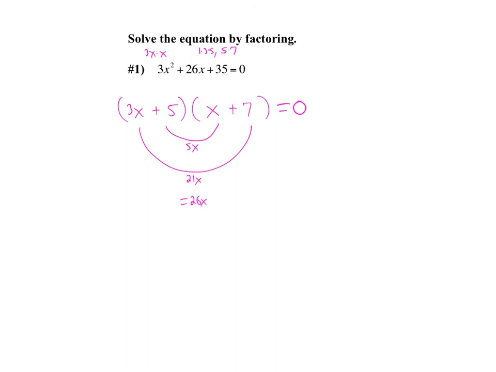So this is our correct factorization. We're not done yet, though. We're going to set each part equal to 0 now. 3x plus 5 equals 0, or x plus 7 equals 0. See if you can solve these from here. See if you can give them a try.